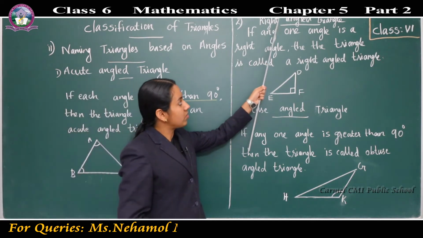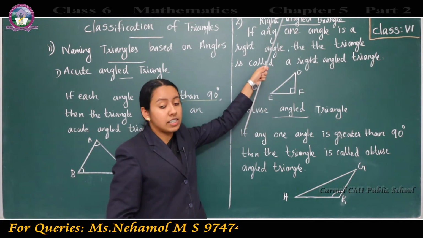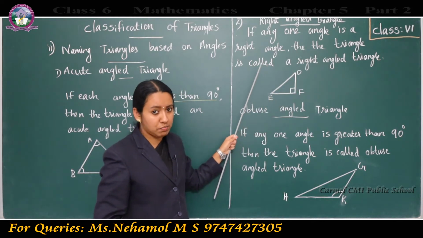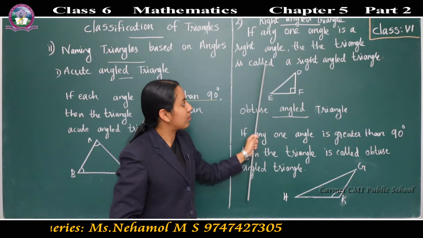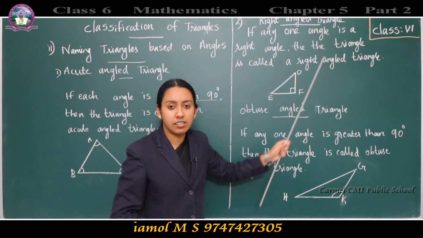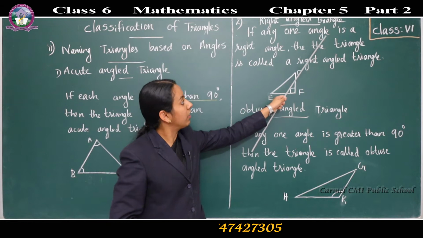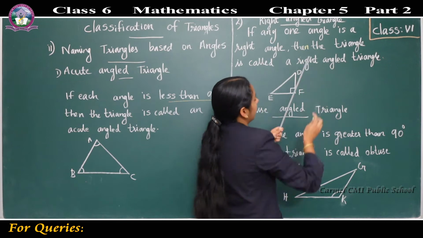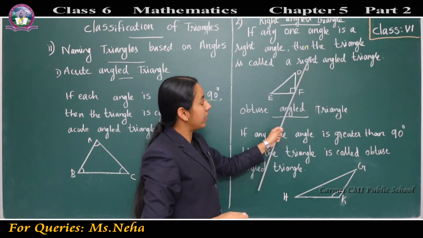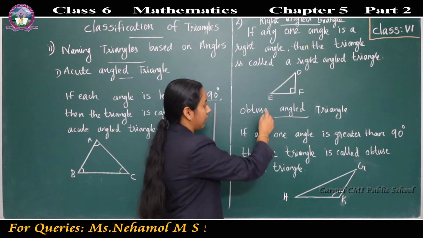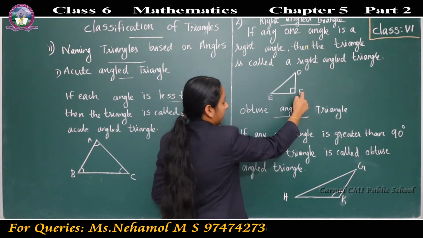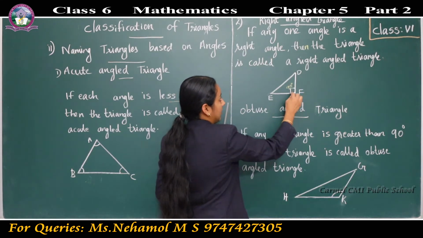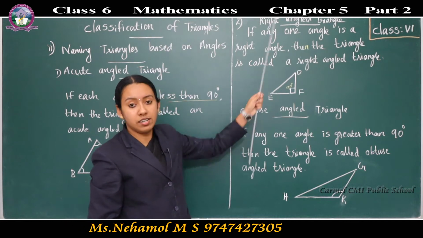Second one, right angled triangle. If any one angle is a right angle, that means 90 degree, then the triangle is called a right angled triangle. One example is given here, DFE. One angle is a right angle, that means 90 degree, so it is a right angled triangle.